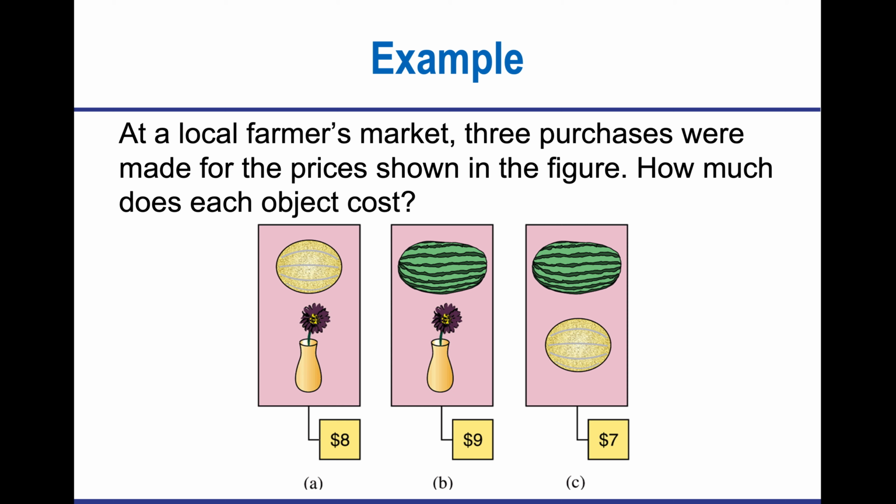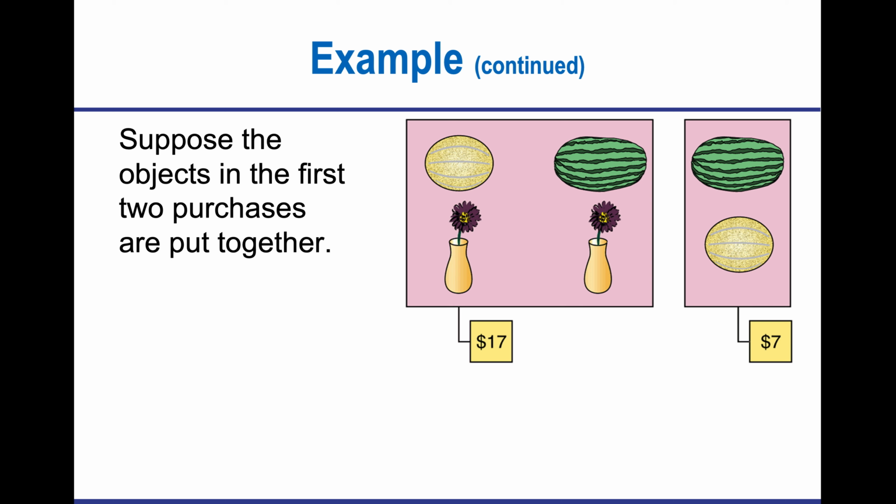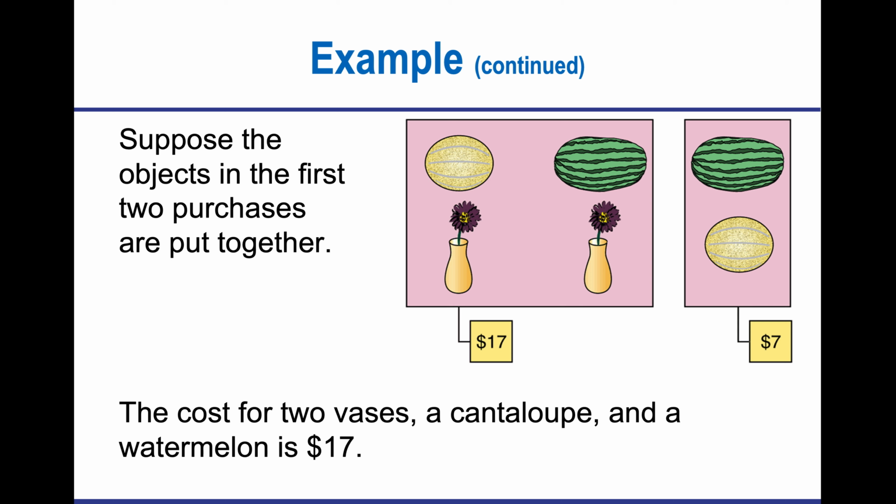Another example is this one from the local farmer's market. We're looking at the costs of each object given the 3 different groups that I have. This pops up a lot on social media too. Suppose the objects in the first 2 purchases are put together. So I'm going to group those together. They both have flower pots. So my assumption is I have to be able to kind of figure out the flower pot.